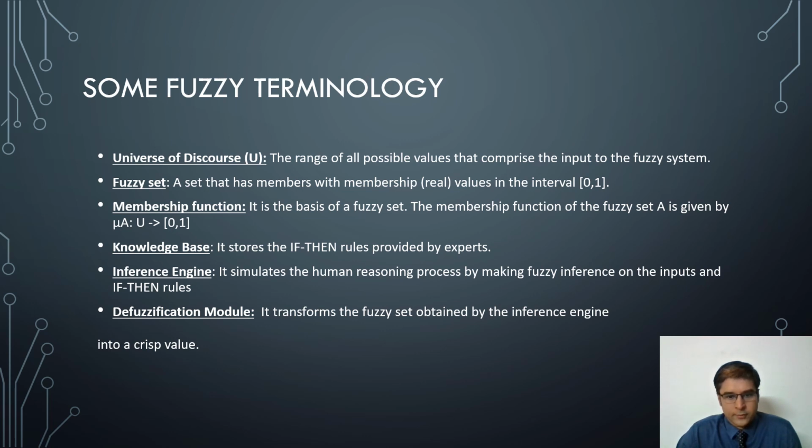Inference engine. It simulates the human reasoning process by making fuzzy inference on the inputs and if then rules. So the knowledge base is the basis of converting crisp set to fuzzy set, and the inference engine does that conversion by simulating the human reasoning process and making fuzzy inference on the inputs and the if then rules. Then the defuzzification module does the opposite of what the inference engine does. It transforms the fuzzy set obtained by the inference engine into a crisp value or crisp set value.